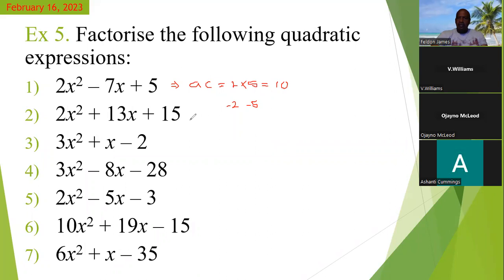Sir, where do the negative 2 and the negative 5 come from? All right. I'll just ask Mr. Ojeno to explain that to you. Mr. Ojeno? Yes, sir. Can you explain the -2 and the -5? Was that Ms. Cox? Yes, sir. All right. Can you explain that for Ms. Cox?